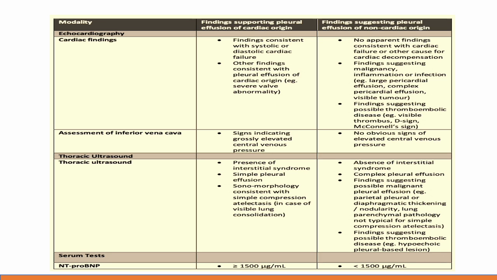So these are the findings that I have roughly just mentioned. When you can do a non-invasive test, which is the ultrasound and the echo, and use it along with NT-proBNP as a biomarker and complete your assessment for that fluid. And we know that you would see a lot of findings which are suggestive of cardiac failure, systolic and diastolic, and no apparent findings of other causes. Also, you can assess the inferior vena cava to see whether it's grossly dilated, to see whether the CVP is high, and again that is suggestive of cardiac failure.